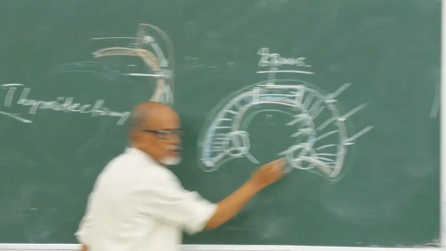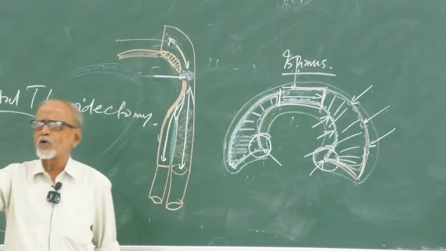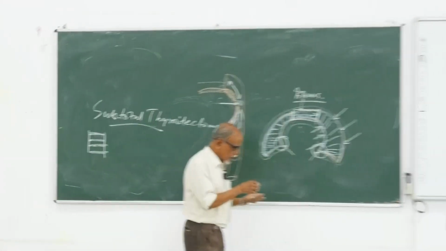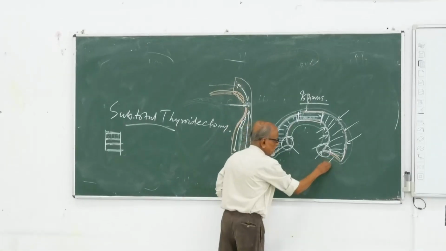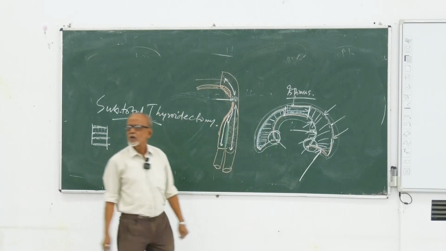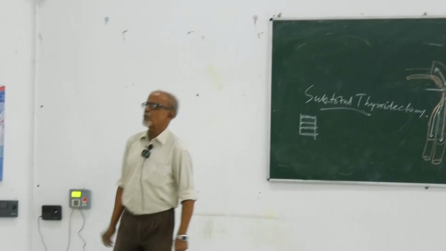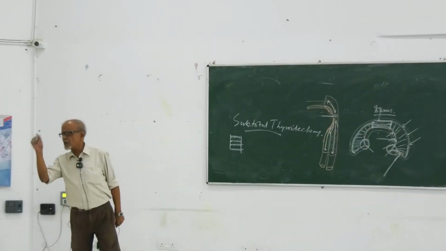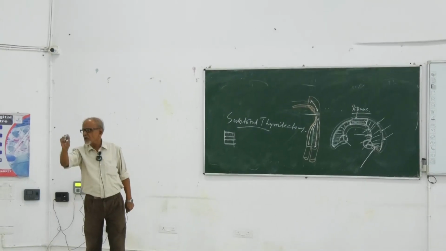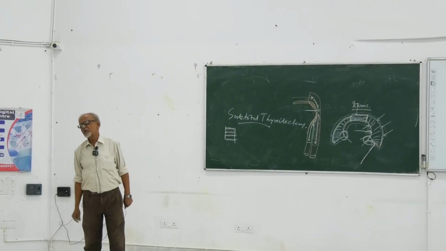Now this posterior border, which is so important from the point of view of thyroid surgery, lies between the posterolateral surface or posterior surface and the medial surface. Between the posterior surface and the medial surface lies the posterior border, and in the thyroid lobe you can see it as a line separating the medial surface and the posterior surface.